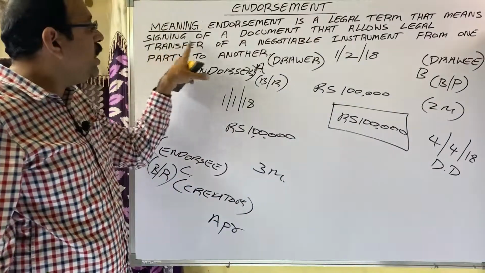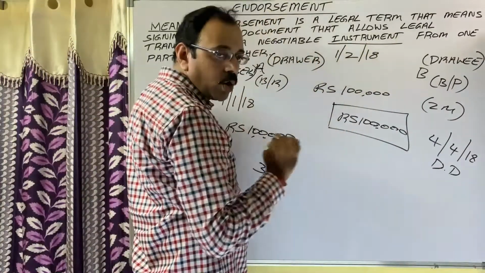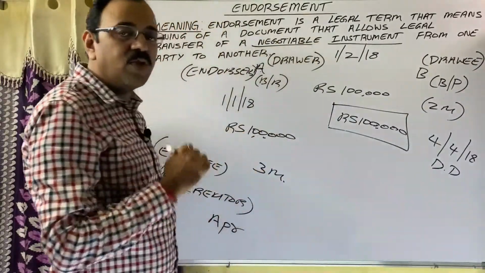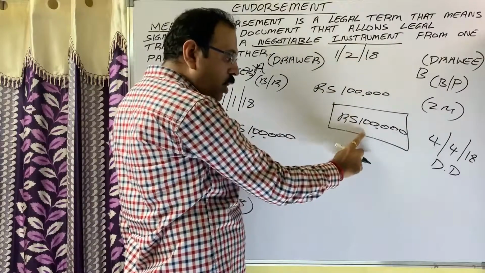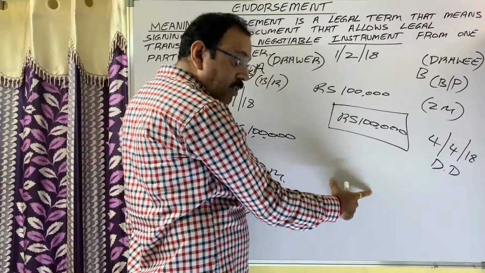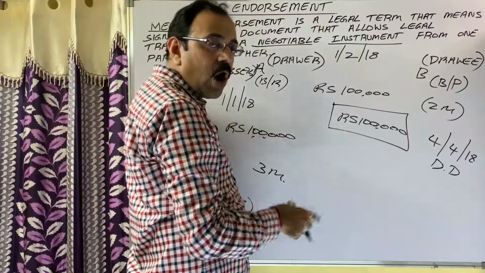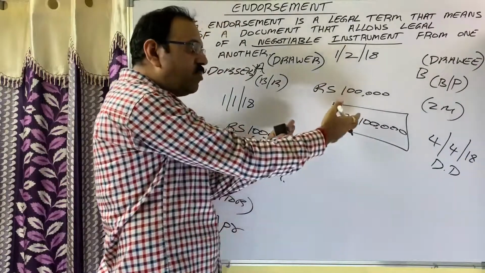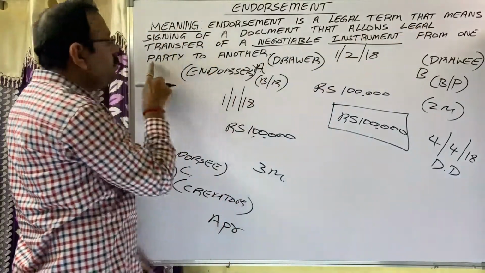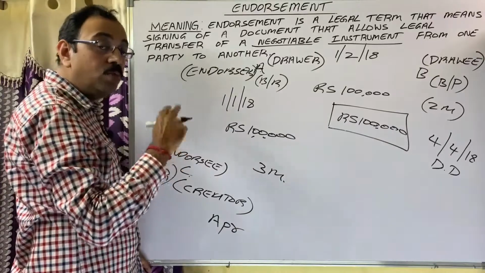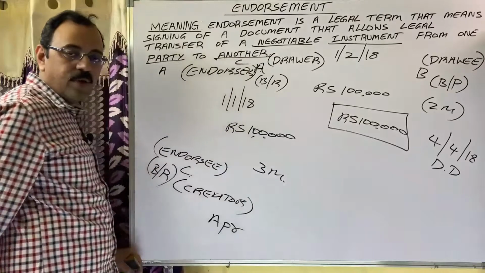That allows legal transfer of a negotiable instrument. Here instrument means document, negotiable means transferable. So bill of exchange is one negotiable instrument. Not only bill of exchange, cheque, promissory note, hundi also come under negotiable instruments. All these credit instruments we can transfer from one party to another party. So of a negotiable instrument from one party to another: from whom to whom is this bill transferred? From A to C.